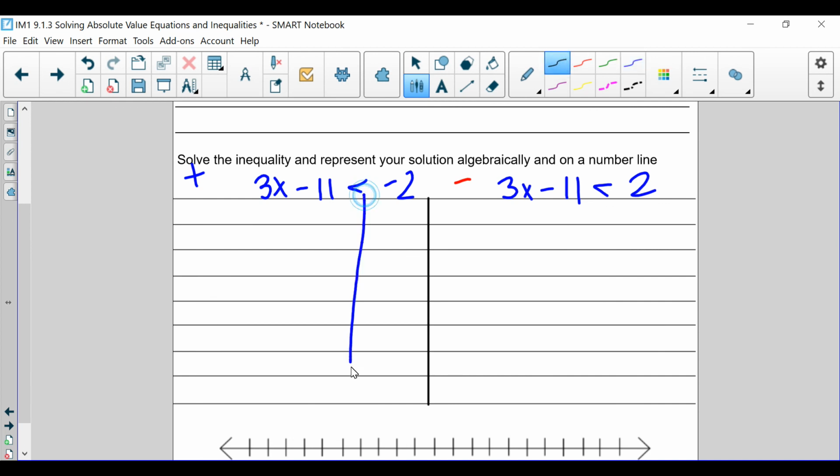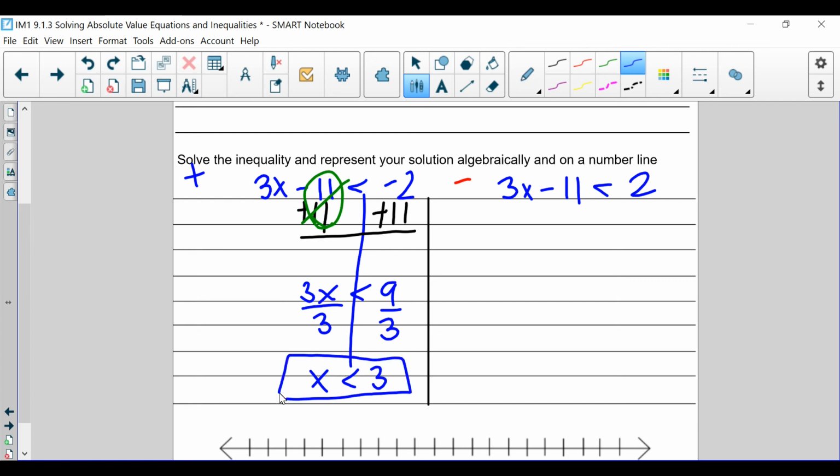Alright, so let's go ahead and solve for x. Here we go. We're going to go ahead and add 11 to both sides. This ends up with 0. We get 3x is less than 9. Then we're going to go ahead and divide by 3. And we get x is less than 3.